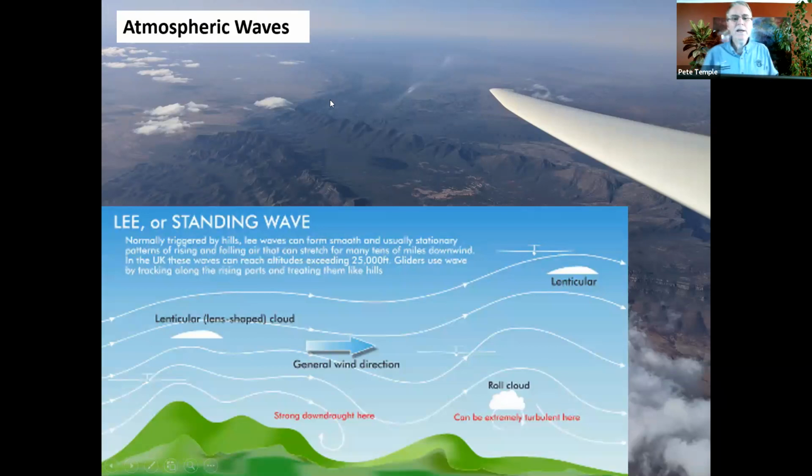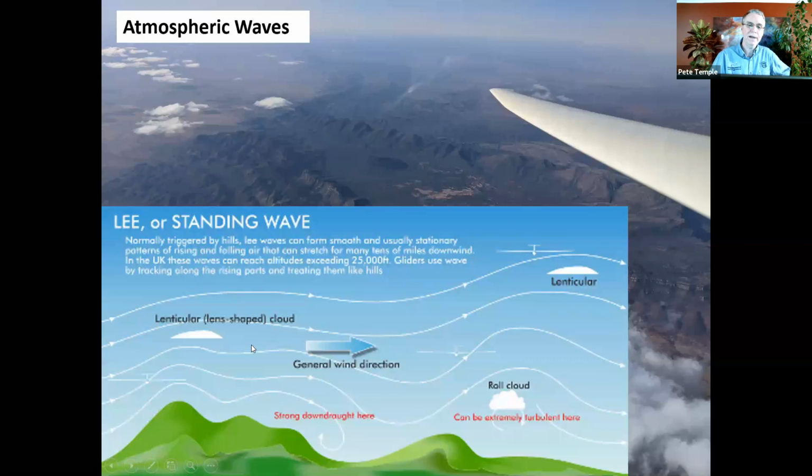Okay, another way, and this is how I got so high. This photo was actually taken from about 17,000 feet last September. And I got that high by using atmospheric waves. So an atmospheric wave, or a lee or standing wave, is where you have a ridge, such as we just talked about, and if you have a stable atmosphere above that, then you have a wave formation that forms downwind of that obstruction or that ridge or that mountain.